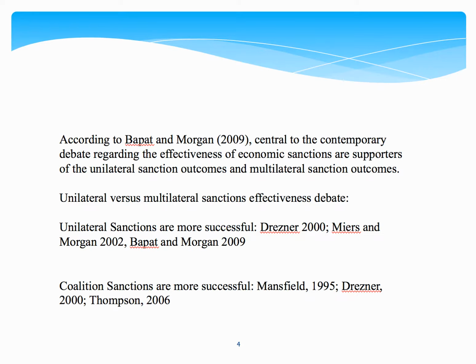Especially during this phase, the most important question discussed by scholars is whether economic sanctions are successful or not successful. If they are successful, are unilateral sanctions more effective or are multilateral sanctions more effective? When we look at the literature, we see that Drezner, Mears, and Morgan, and Bapat and Morgan say that unilateral sanctions are more effective. And then Mansfield, Drezner, and Thompson say that coalition sanctions are more successful.